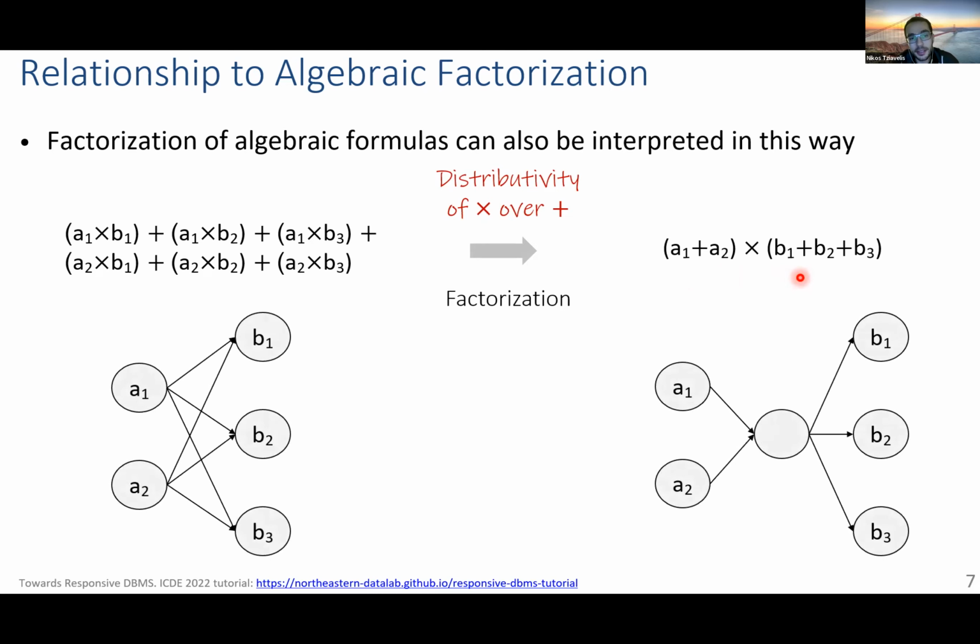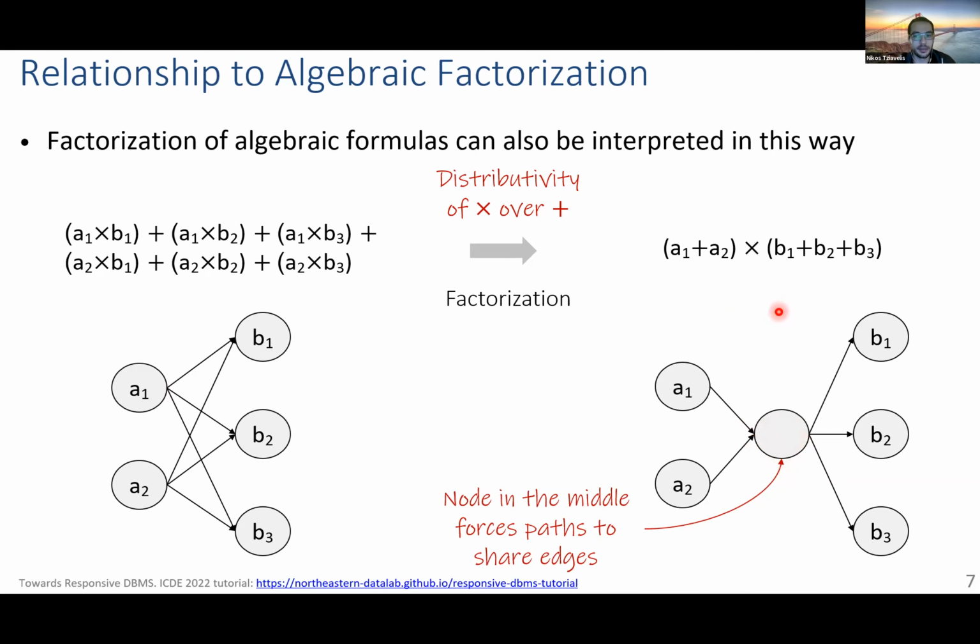And in fact, this can be interpreted within this graph framework in the following way. On the left, we have paths, essentially, that go from A's to B's, right? So A1, B1, the product is just a path going from node A1 to B1. The process of factorization can be interpreted as introducing this node in the middle, which forces different paths to share common edges and essentially creates the shared structure. And in general, it's more compact than the left one.